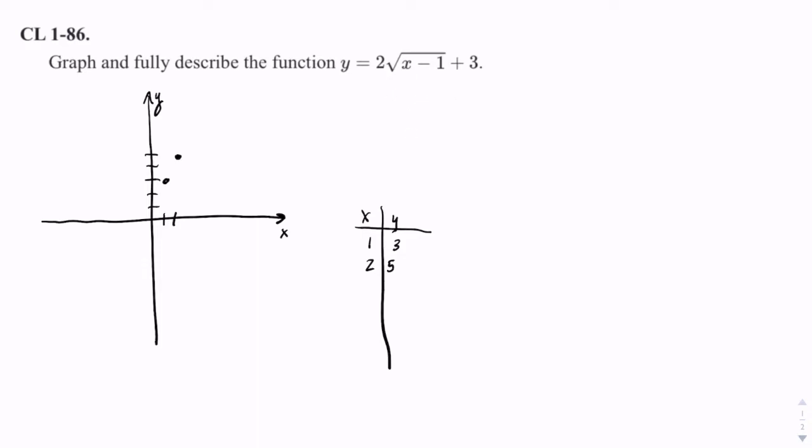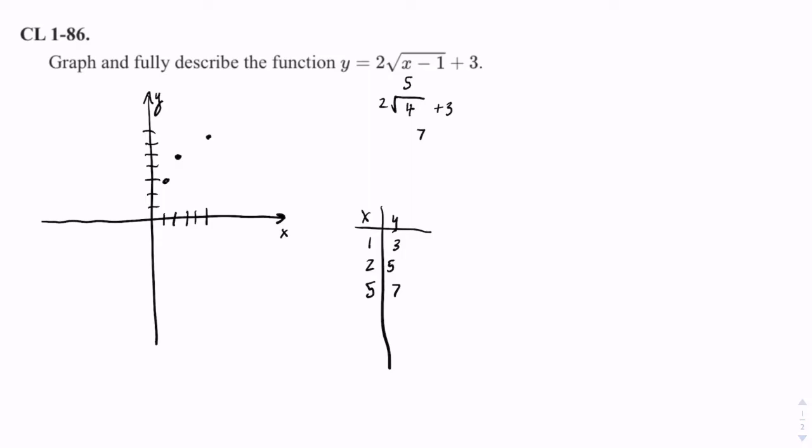If I put a 3 in, I'm going to get the square root of 2. I don't know that. If I put a 4 in, I get the square root of 3. If I put a 5 in, though, right, I'm going to get the square root of 4. So it's 2 times 5 minus 1 is 4 plus 3. So square root of 4 is 2. 2 times 2 is 4. 4 plus 3 is 7. So when I put a 5 in, I get a 7.